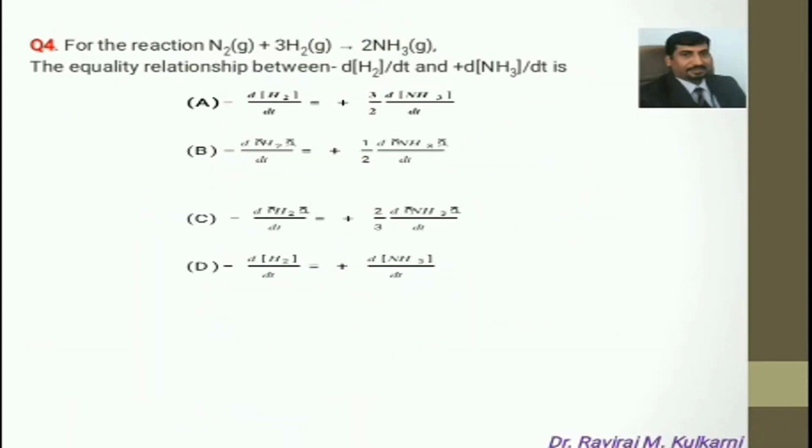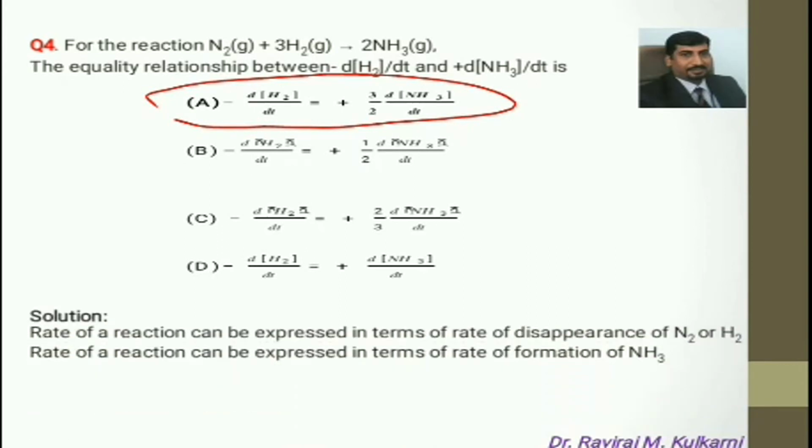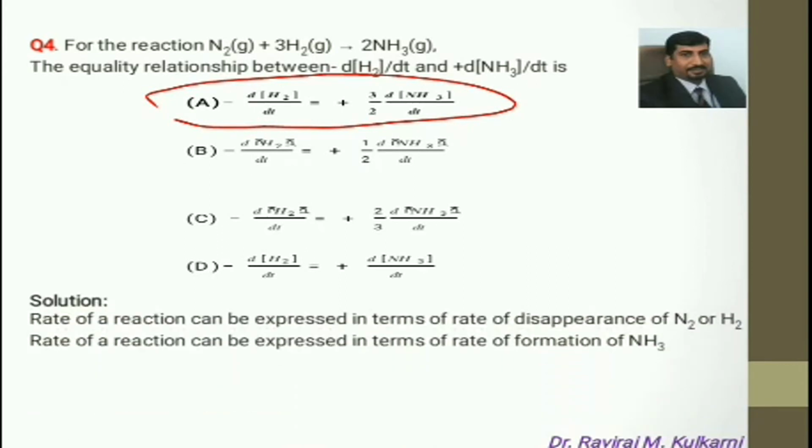Next, for the reaction N2 gas plus 3H2 gas giving 2NH3 gas, the relationship between minus dH2 by dt and plus dNH3 by dt is, I have already highlighted that the first answer is correct. We'll see how it is. Solution: the rate of a reaction can be expressed in terms of the rate of disappearance of N2 or H2, or in terms of the formation of NH3.